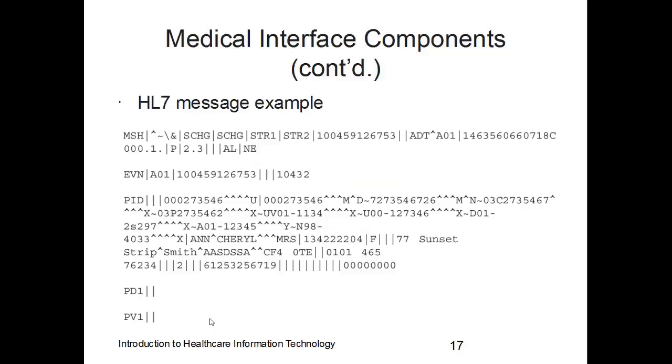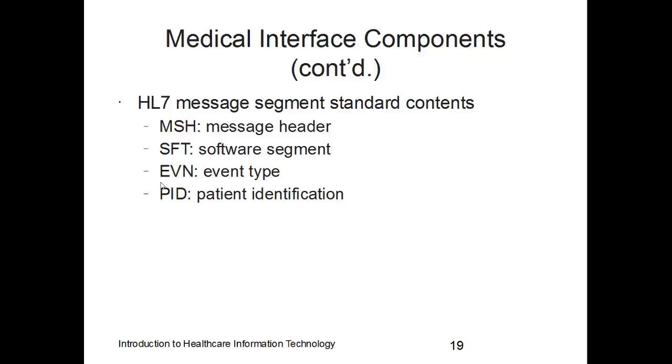So going back to our sample image we talked about a second ago. Here on the second group, the EVN, the event type. Subtype here, A01, that's an indicator of when this patient was admitted. And all HL7 messages will have some pretty standard segment contents. Those would include the message header, the software segment, the event type, and then the patient ID.